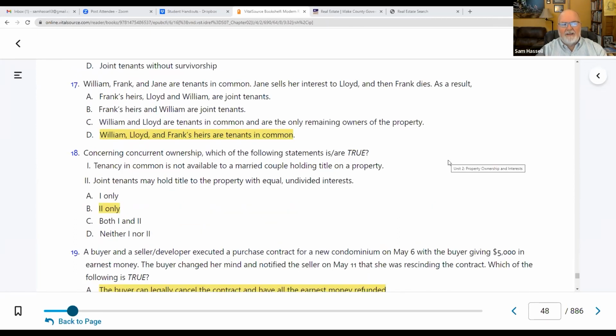William, Frank, and Jane, number 17. William, Frank, and Jane are tenants in common. Jane sells her interest to Lloyd, and then Frank dies. As a result, William, Lloyd, and Frank's heirs are tenants in common, right? Because as tenants in common, they don't share in ownership. Each one has their own individual section, right? Everybody owns 33%. Nobody has any survivorship rights, right? So Frank's heirs, he left it with his kids, they own his share. Lloyd owns Jane's share. She sold it to him. And William still owns his share. All of those are correct.